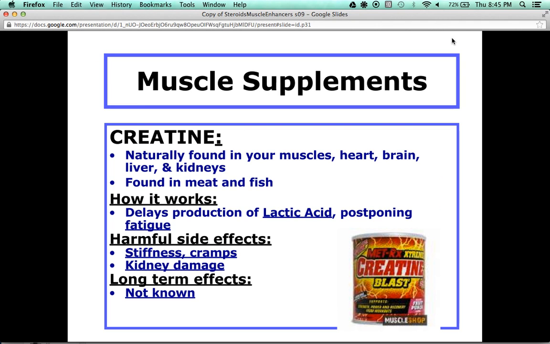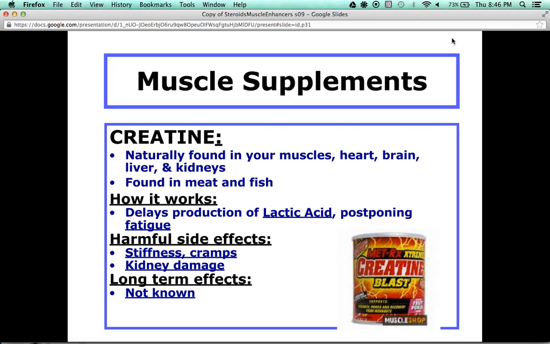Creatine is something that was popular in the early 2000s, especially with high school and college students. Creatine is naturally found in your muscles, your heart, your brain, your liver, and your kidneys. It also can be found naturally in meat and fishes. How it works is basically it delays production of lactic acid. As we know from our previous lessons, when we're anaerobically exercising, lactic acid can build up, which could cause us to become fatigued. So what this does is it delays the production of that lactic acid, which will postpone fatigue. Creatine is very popular with weightlifters because when they're anaerobically exercising, they would not become fatigued and they would be able to lift longer and harder.